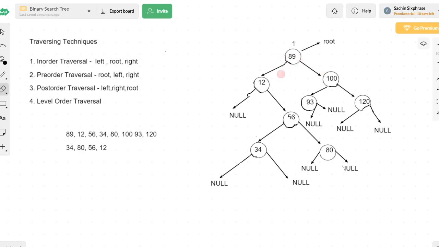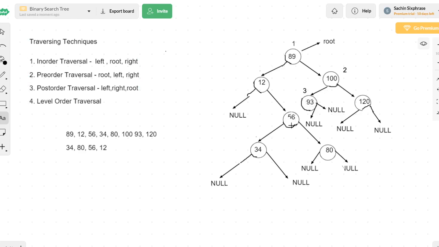Coming to the root node, left is completed. Now we have to move right. So now we will be moving to the right side node, which is 100. From 100 we will look for the left node, because left is given the first preference. So the left node is actually 93. Yes, we will move there.